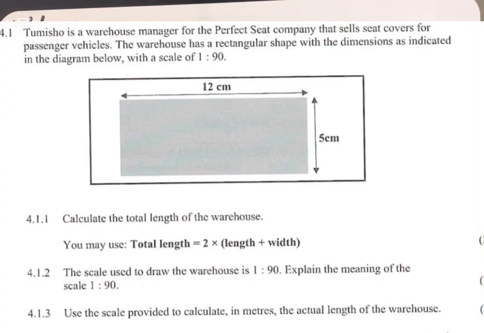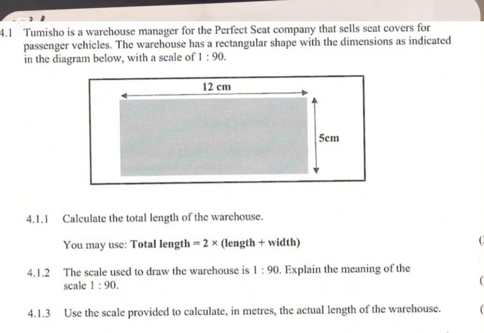Question 4, it reads, Tumiso is a warehouse manager for a perfect seat company that sells seat covers for passengers' vehicles. The warehouse has a rectangular shape with the dimensions as indicated in the diagram below, with a scale of 1:90. You can see the dimension of the warehouse, 12 centimeters long, 5 centimeters wide. Calculate the total length of the warehouse.